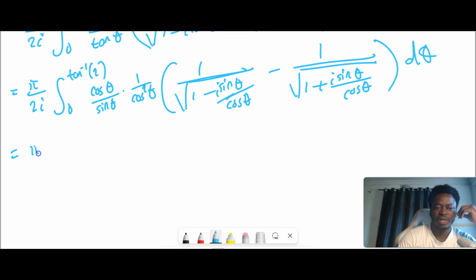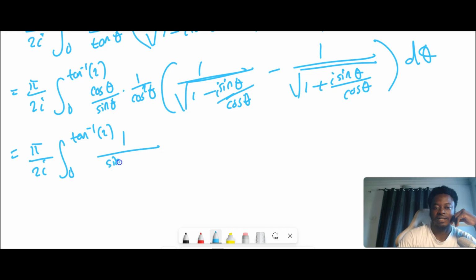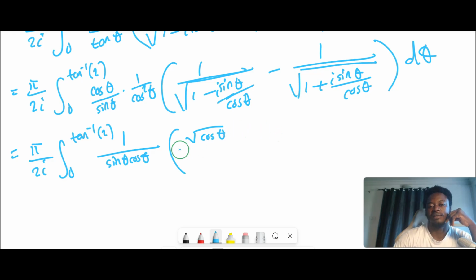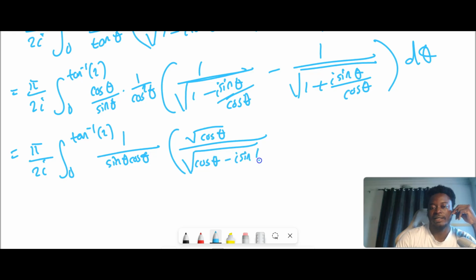So this is pi over 2i. You have the integral from 0 to tan inverse of 2. Now the cosines cancel out. You have 1 over sine theta cosine theta times here. If you do the simplification, at the very top you have the square root of cosine theta. At the very bottom, you have the square root of cosine theta minus i sine theta.